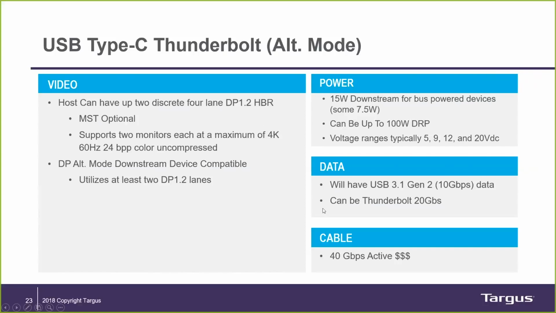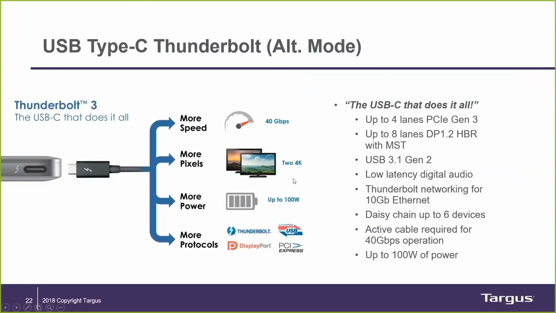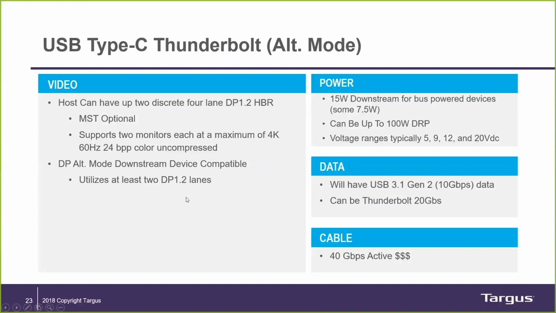So keep in mind, a lot of confusion around Thunderbolt is just making sure that while it says it can do everything, you got to know what it is doing and how it's doing it. So keep that in mind. Also keep in mind that it is just 2 DP 1.2 lanes when used with a DP alt mode downstream device for the most part.